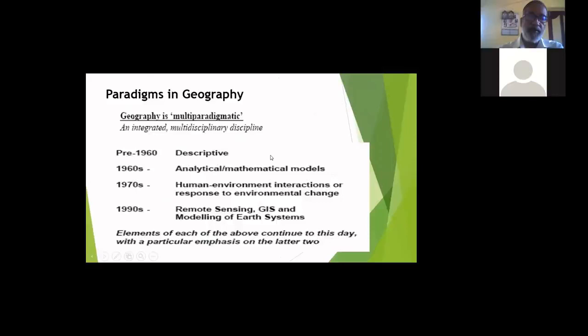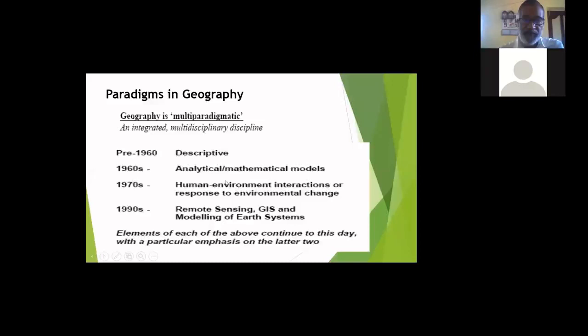So in the pre-60s, the paradigm was descriptive, as we have seen in the definition of Hartshorne. And in the 60s, analytical mathematical models: the mathematical principles, mathematical ideas, statistical ideas, being precise, being probabilistic, being able to understand in numbers and quantities, and being able to interpret those numbers and quantities in a way we could explain the world of things that we study.